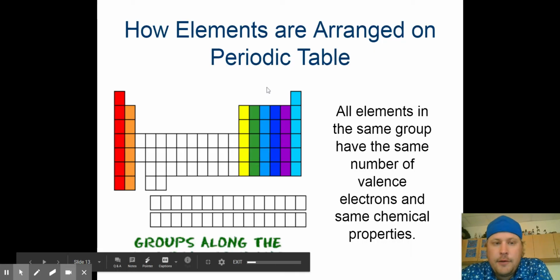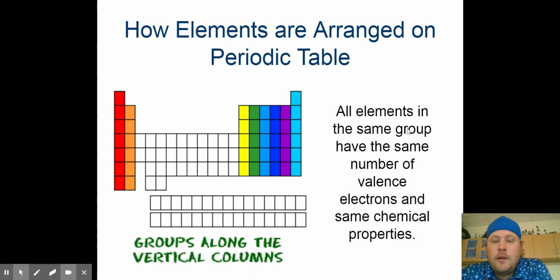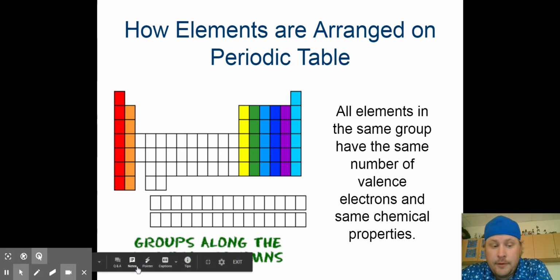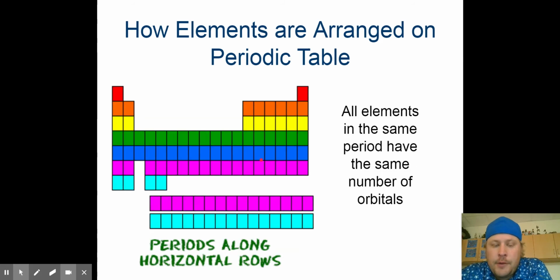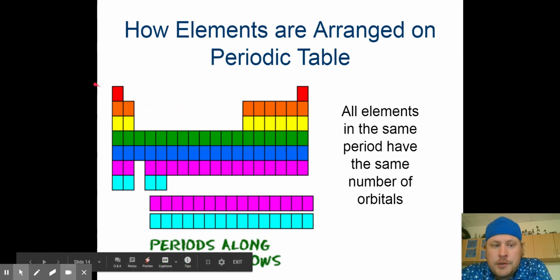What I'm going to have you do is I'm going to go through it first, and then you guys are going to go through and highlight and color. So how are elements arranged on the periodic table? All elements, and I want you to write this down as well, all elements in the same group have the same number of valence electrons and the same chemical property, meaning that they are very similar in how they interact with other elements.